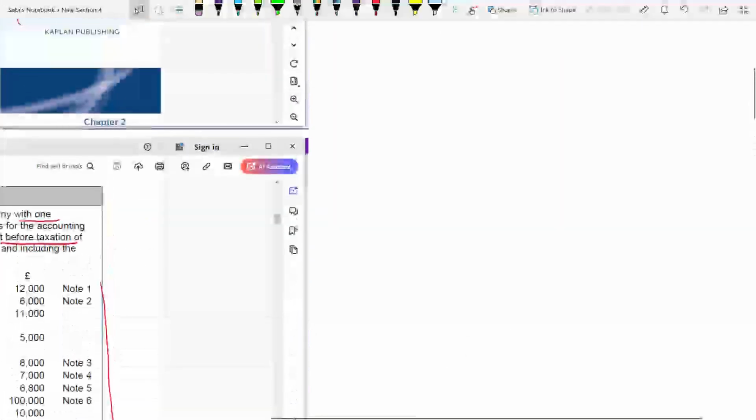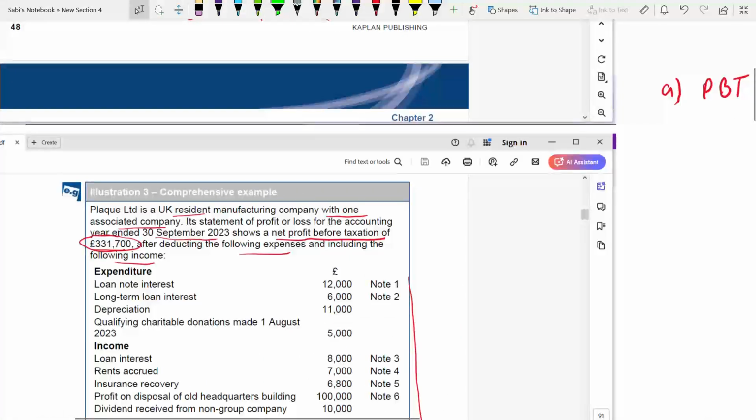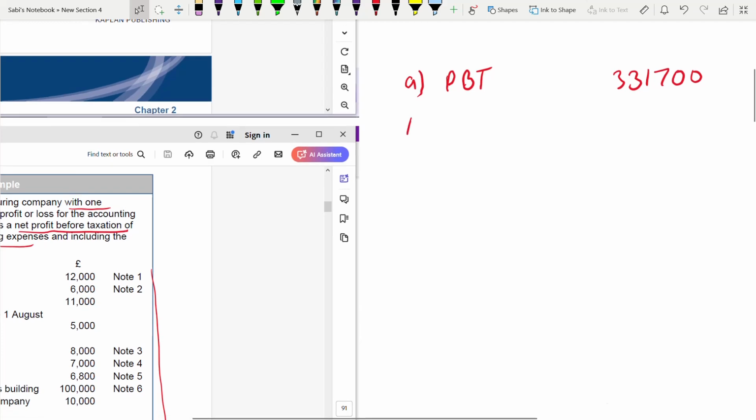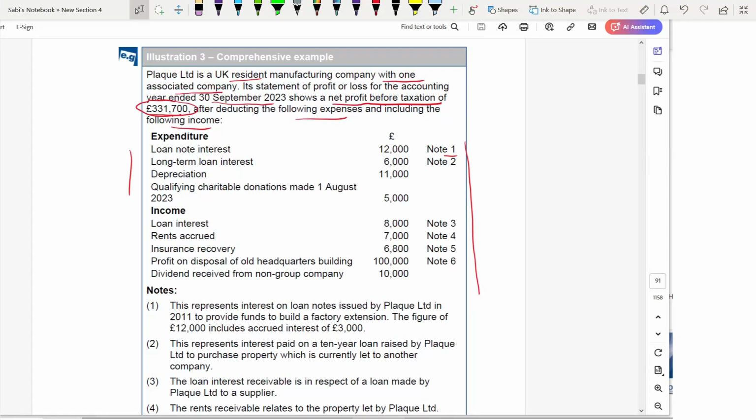So for A, we will start with profit before tax, 331,700. Then we'll add what? We'll start with the expenses first. You have to read the notes. You just can't keep adding the expenses as they are. So loan note interest. We'll read note 1. This represents interest on loan notes issued to build a factory extension. The figure of 12,000 includes accrued interest of 3,000.